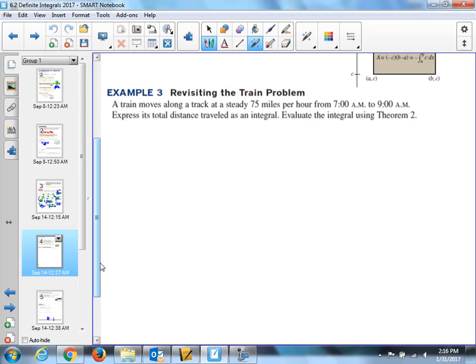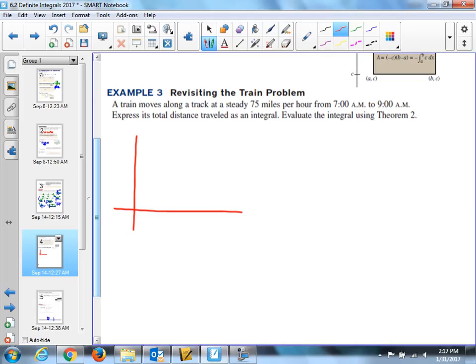Revisiting this train problem here, we'd seen a while back. The train moves slowly at a steady 75 miles per hour. It's important it says steady because it's not going up or down. It's on cruise control. From the time 7 a.m. to 9 a.m. So no tricks, they didn't turn to p.m. or something like that. So 2 hours. Express its total distance traveled as an integral. Evaluate using theorem 2. Now, I'm going to draw a sketch of this just so we understand this too.